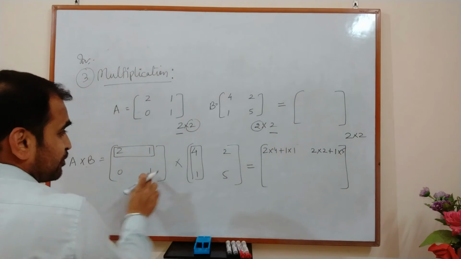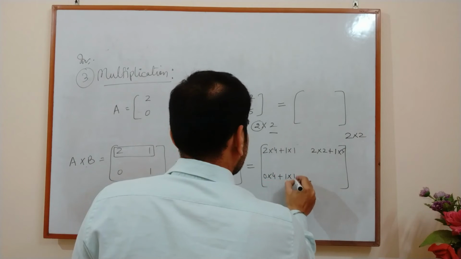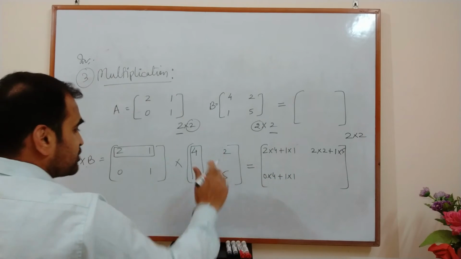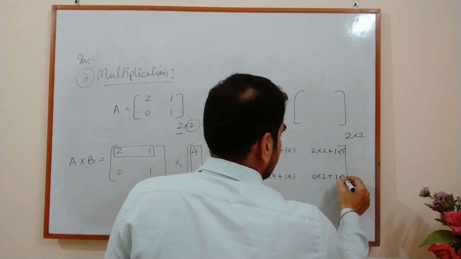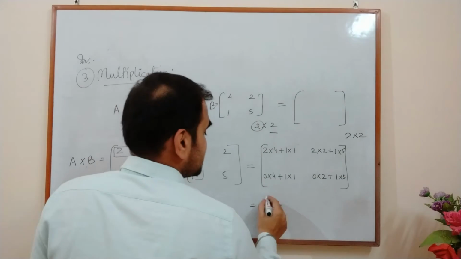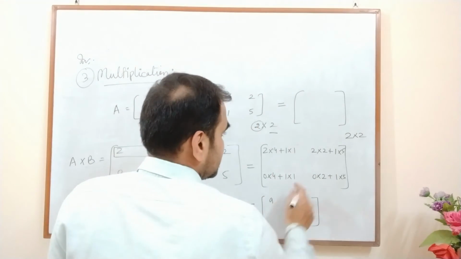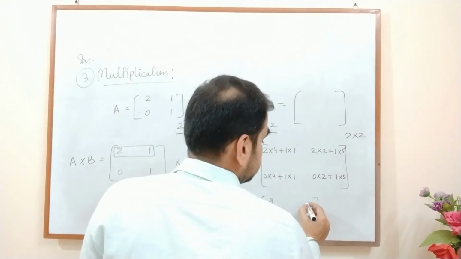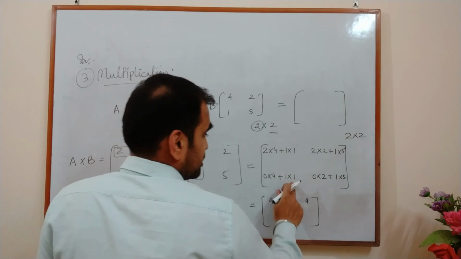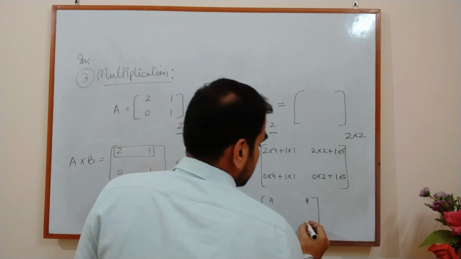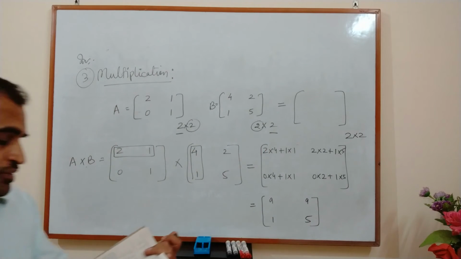Then the second row, first column, 0 into 4 plus 1 into 1. Second row, second column, that is 0 into 2 plus 1 into 5. So this will be the matrix multiplication and you will get the result as 4 2 ja 8 plus 1 is 9, 2 2 ja 4 plus 5 is 9 and this is 0 plus 1 is 1 and this is 5. So this is the matrix multiplication of two matrices of order 2 cross 2.